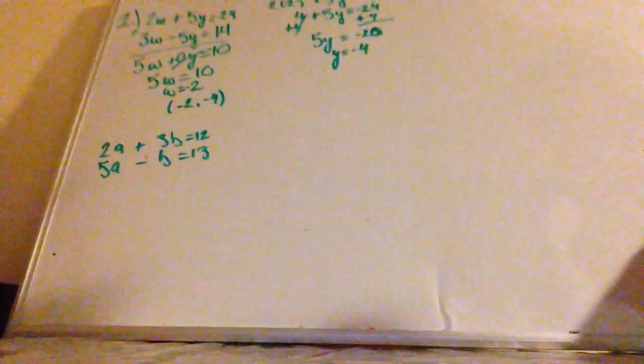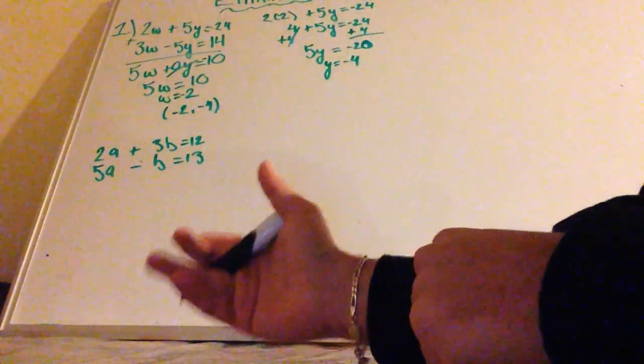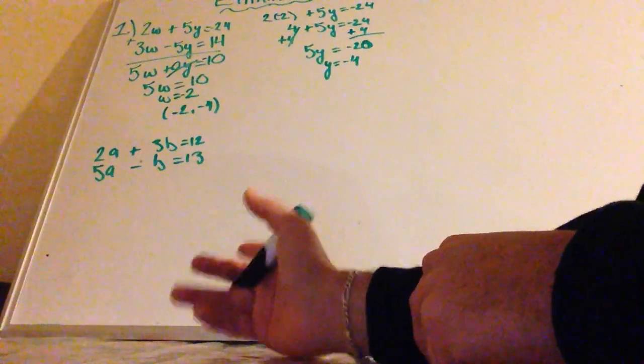All right. So here we have 2a plus 3b equals 12, and then 5a minus b equals 13. Now, this is our second problem, all right? 2a plus 3b equals 12, and 5a minus b equals 13.